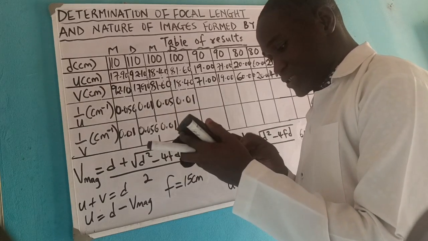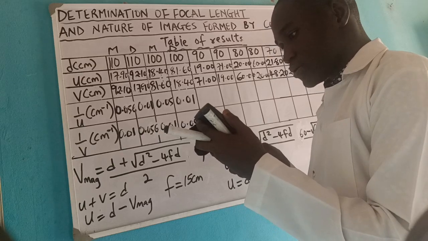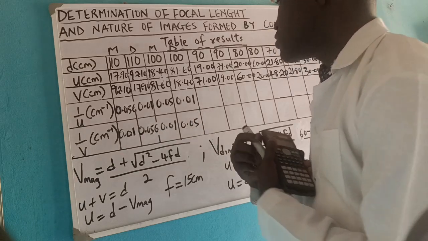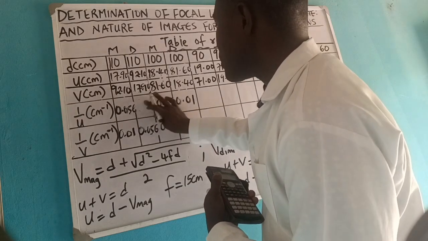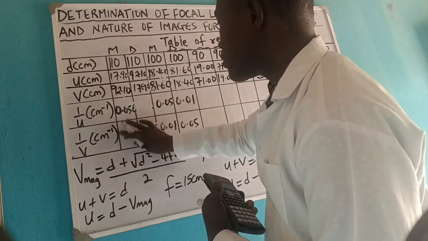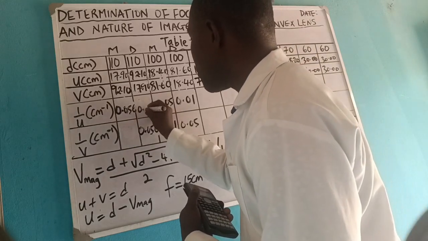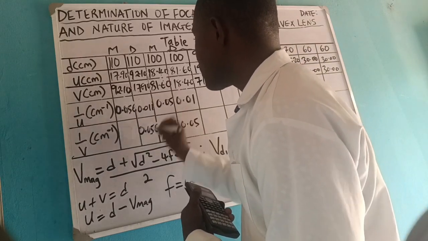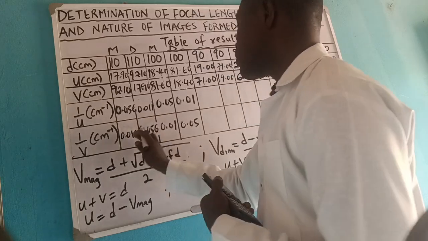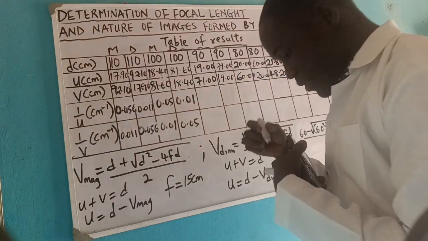Then 92.1 inverse is 0.011. We are putting it in 3 decimal places.